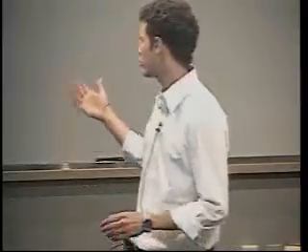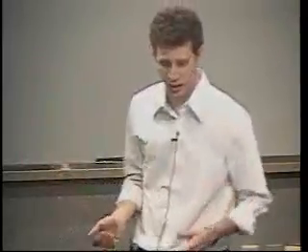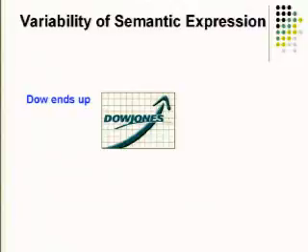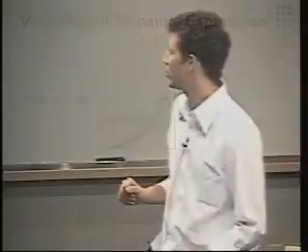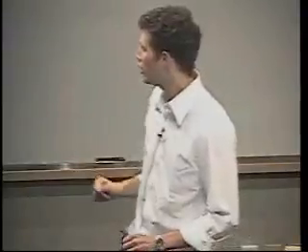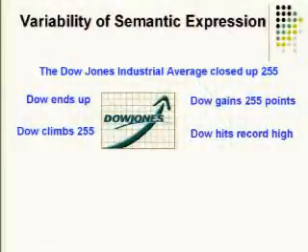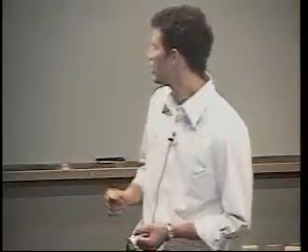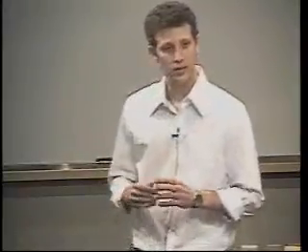For example, information retrieval. Again, if you have relevant text for a query, it could be expressed in many other ways than just the words of the query. Let's take a look at one example of variability. If you're looking at the phrase "Dow ends up," we can express that meaning in many other ways. We can say Dow gains 255 points, or Dow hits record high. And we want to model this kind of variability, and we want to capture it at the text level.